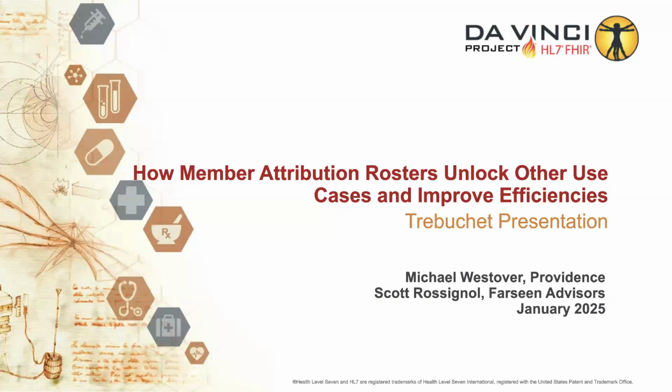This presentation is one provider's experience with implementing the Da Vinci Member Attribution Implementation Guide. The presenters provide insight into the business and technical aspects of preparing to implement and implementing the IG. This session is presented by Michael Westover, Vice President of Population Health at Providence, and Scott Rossignol, Partner at Farseen Advisors and Consultant for eHealth Exchange. Scott is also a co-lead of the Da Vinci Project Trebuchet.